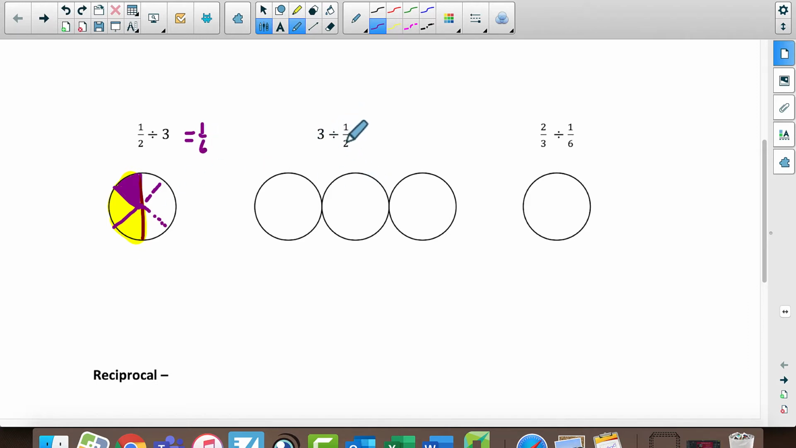Okay, let's try another one. Here's 3 and we're going to divide into half. Remember from an earlier video I said there's 2 ways to think of division. One is split it into groups, that's what we did in the last one. The other is how many of these can you get into there? How many go into it? So how many halves go into 3? Here's my 3 wholes, and I have 1/2 here, a 2nd half here, a 3rd half here, a 4th half here, a 5th half here, and a 6th half there. So my answer is 6. There's 6 halves that make up 3.